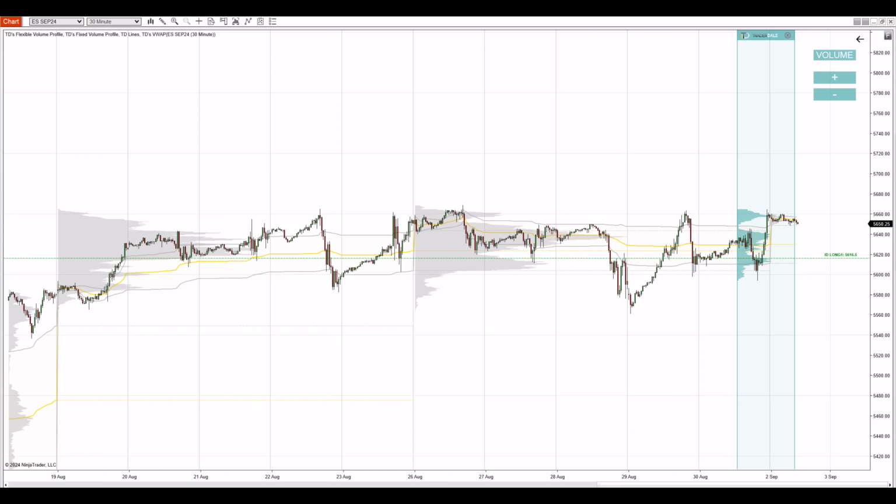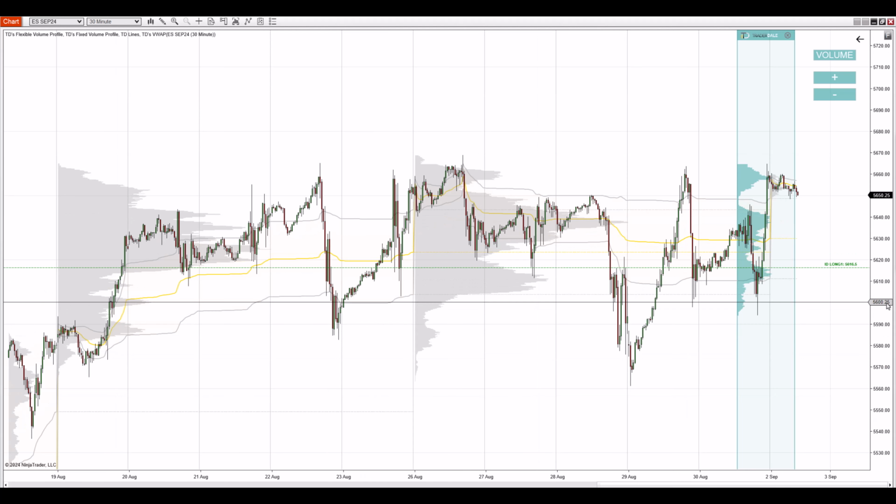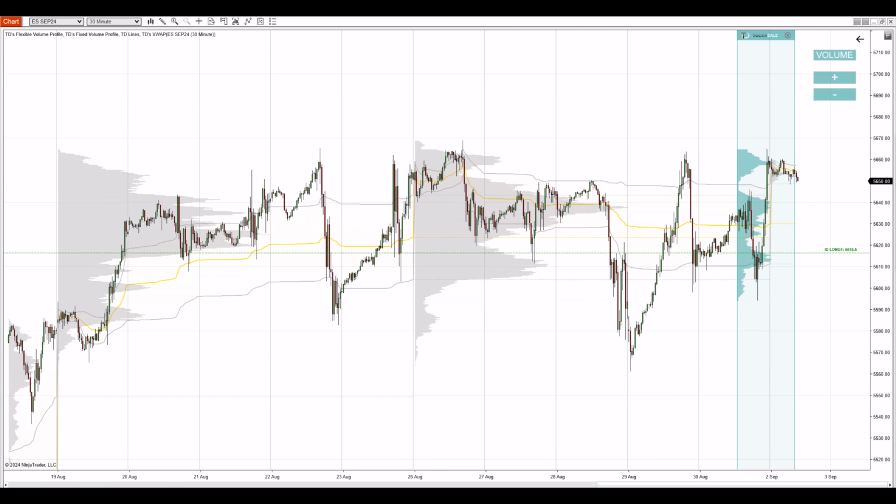What you see before you is the NinjaTrader 8 platform with my custom-made volume profile and VWAP indicators. You are looking at the chart of ES, which is futures for the Standard & Poor's 500 Index. And this is a 30-minute chart.